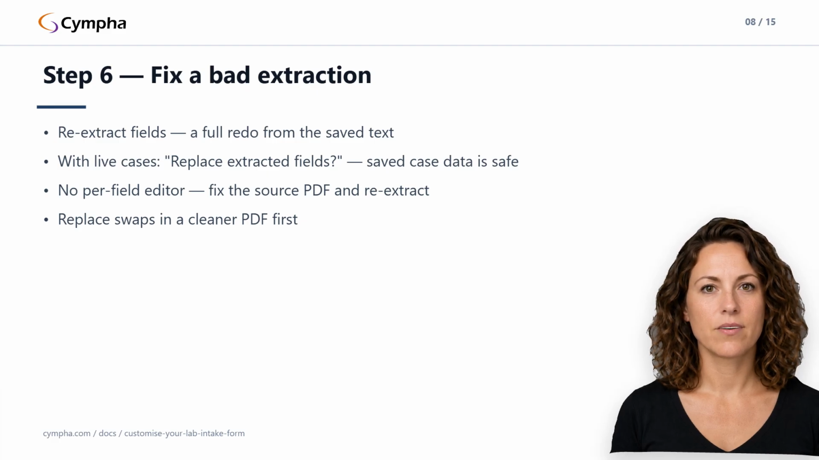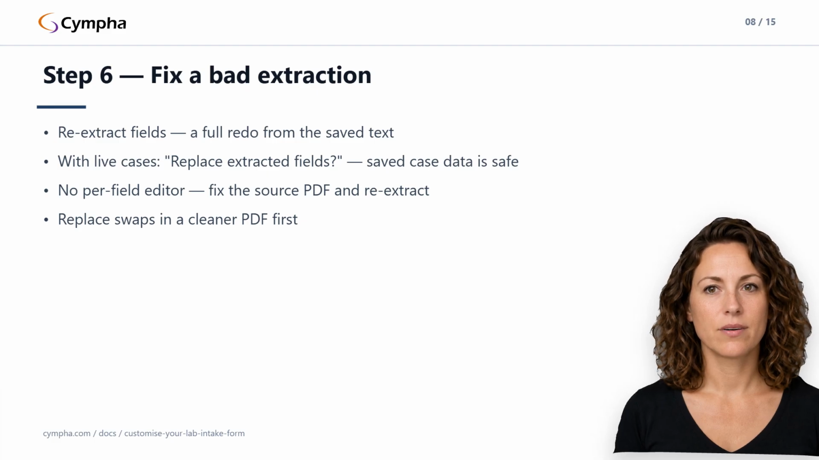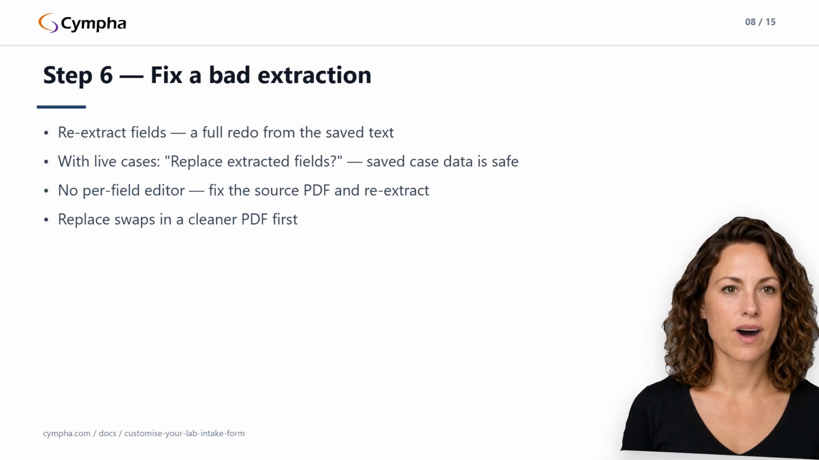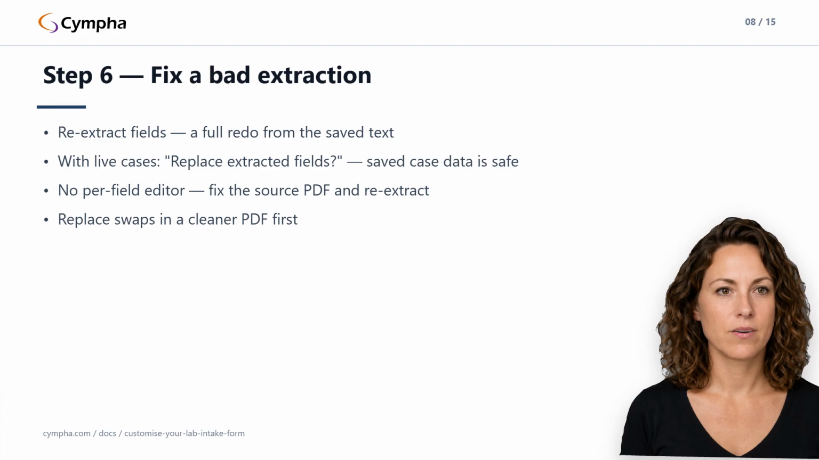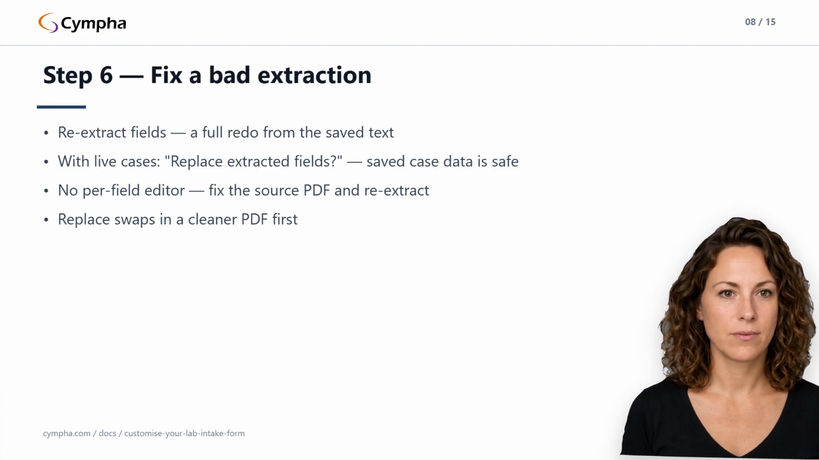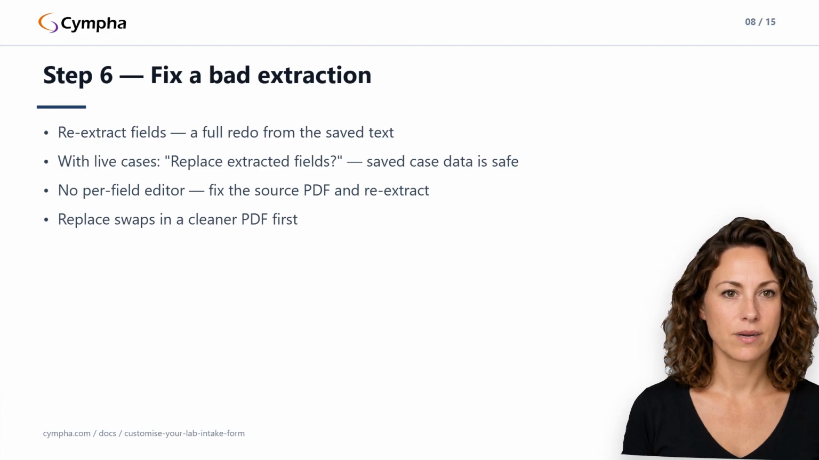Often, though, the real fix is upstream. Replace the PDF with a cleaner export. Once a form exists, the upload button reads replace instead of upload form, and then re-extract from the new file. Now, one design decision to be aware of: there is no per field editor for the form fields. If one field came out wrong, you don't tweak it in place, you fix the source PDF and re-extract.